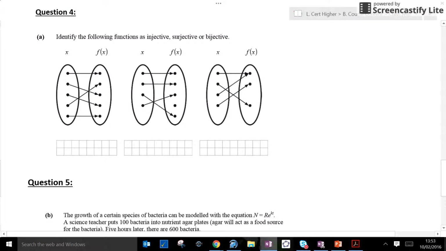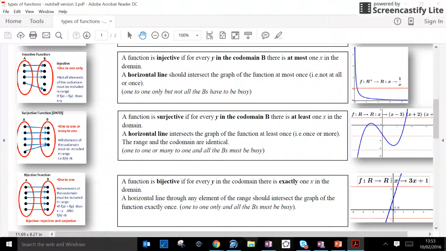This moves us on to question 4. We want to identify the following functions as either injective, surjective, or bijective. And we have 3 mapping diagrams. Well, let's remind ourselves of the different types of functions we have.